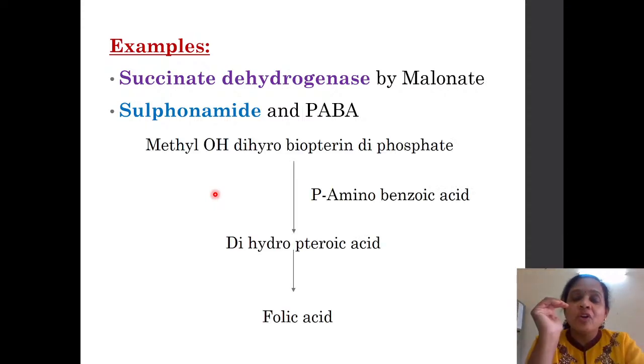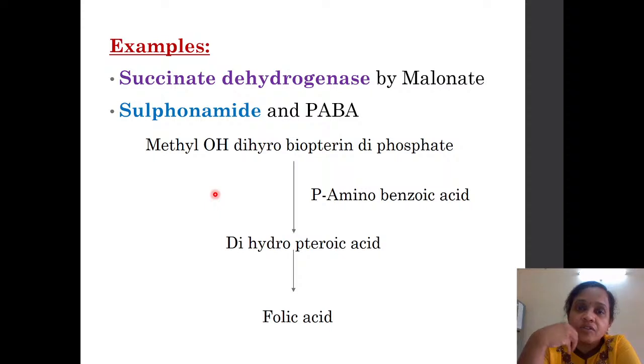Now, sulfonamides are antibiotics. How did we come to know that this antibiotic is useful and how both of them are related? The bacteria. For human beings, the folate is obtained from the diet. A little bit of the intestinal bacteria can prepare the folate, but we get it from diet. Whereas bacteria synthesize their own folic acid.